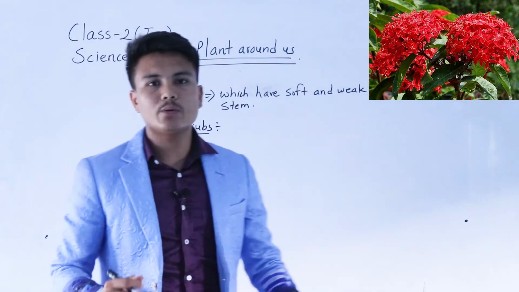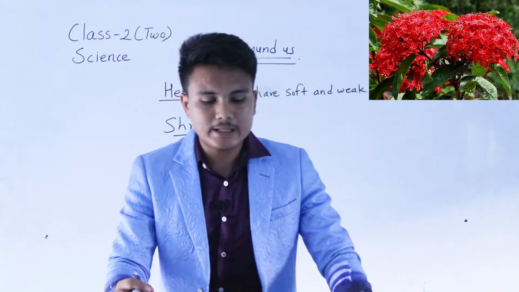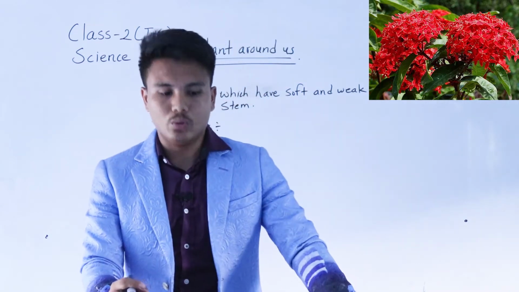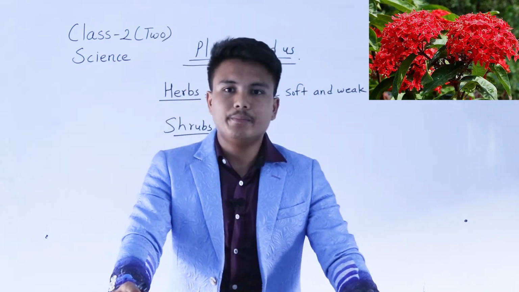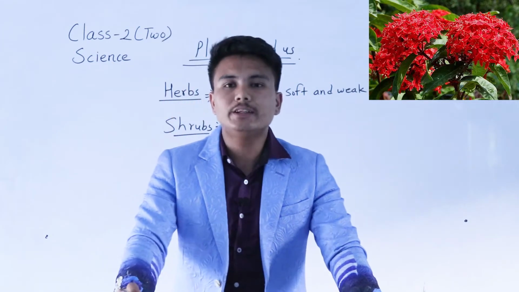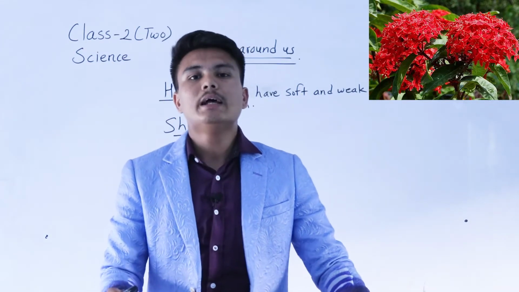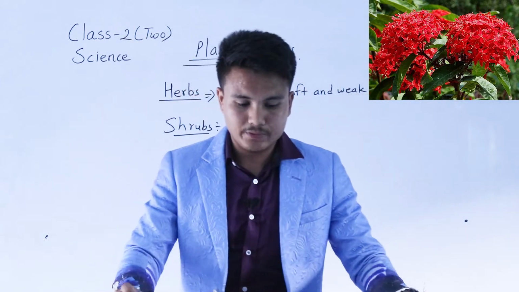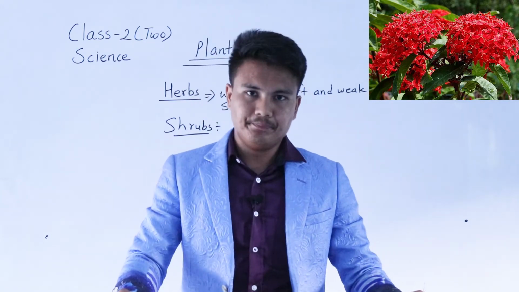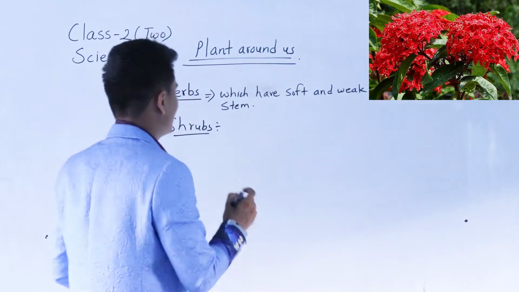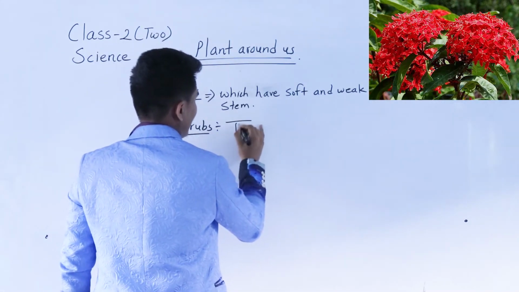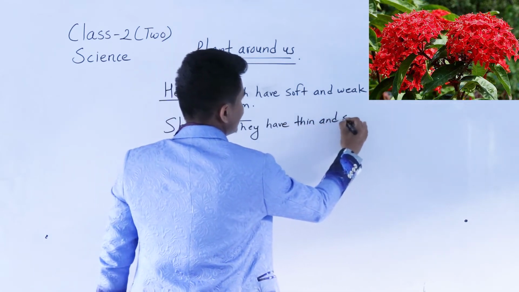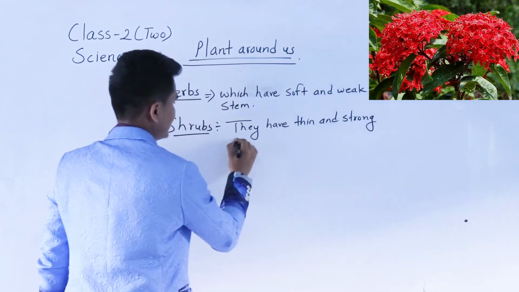Basically, shrubs are known as medium plants. Shrubs are smaller than trees and bigger than herbs. Many shrubs grow together, and therefore they are bushy in nature. They look like a bushy plant. They have thin and strong stems.